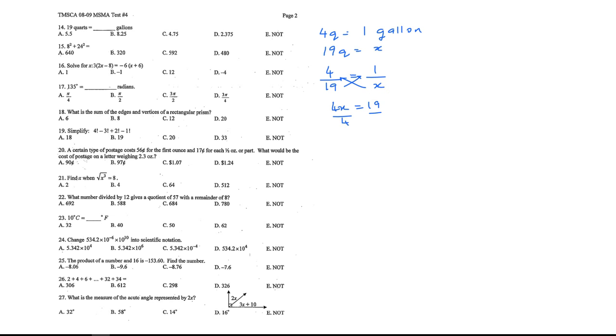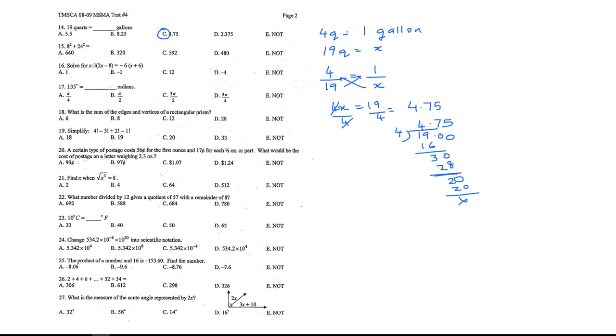Divide both sides by 4. So X is equal to 19 divided by 4, which is equal to 4.75. Because if you divide 19 by 4, 4 times 4 is 16. You get 3 as the remainder. 4 times 7 is 28. 2 is the remainder. And 4 times 5 is 20. So 4.75 is the correct answer.